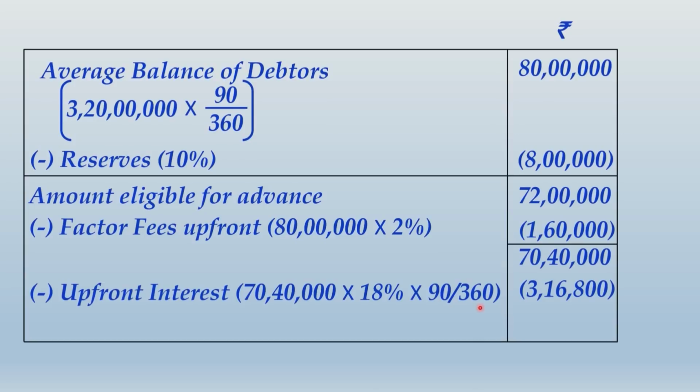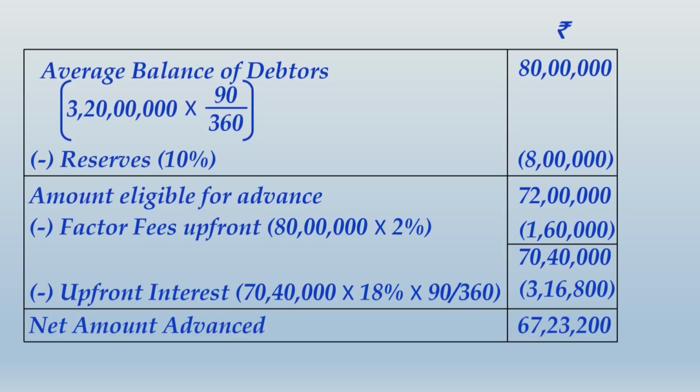If you would want, you may take 365 days also, but as a general practice, whenever the credit period is given in number of days and it is a factor of 360, that is say 90 days, 30 days, 60 days, 120 days, we generally tend to take 360 days in a year. So the net amount advanced comes to 67,23,200. So friends, you may pause the video, note down the calculations, and if you have already done, let us move ahead.